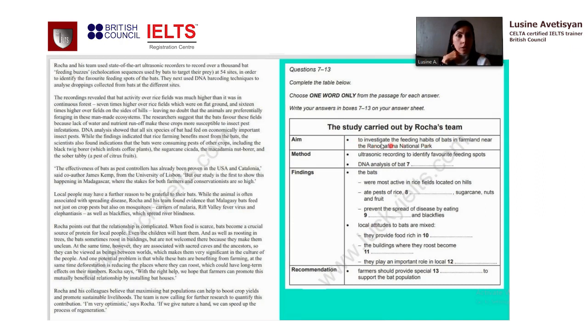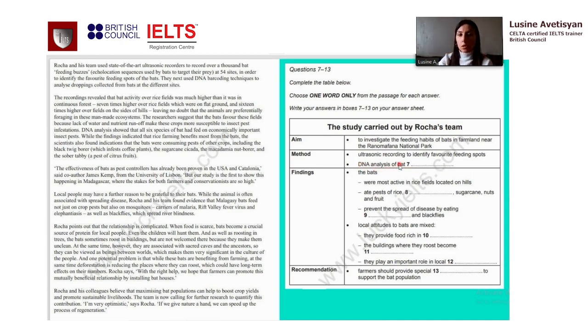So to investigate the fitting, this is about the aims. We will move from the aiming part and go to the methods and see how the investigation, the study was carried out, was done. So we see that it was done in two ways. Try to logically understand also. Yes, this is not just an examination of English, but you need to multitask using your logic many times. So method: ultrasonic recording to identify favorite feeding spots, and the method of DNA analysis of bat something.